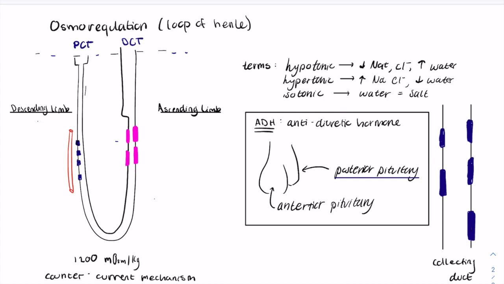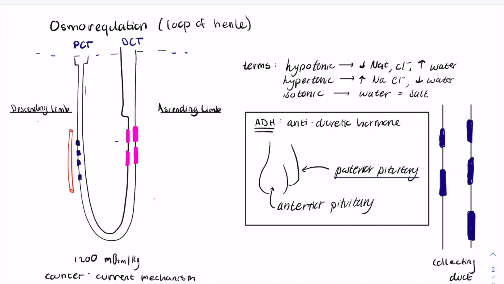So now let's look at these terms. What does hypotonic and isotonic mean? Hypotonic just means that there is a decreased osmolarity, meaning lower solute concentration and higher water concentration. Hypertonic is the exact opposite. So you're going to have increased osmolarity with increased solutes and decreased water. And isotonic is where the water is equal to the solute concentration or the salt concentration.